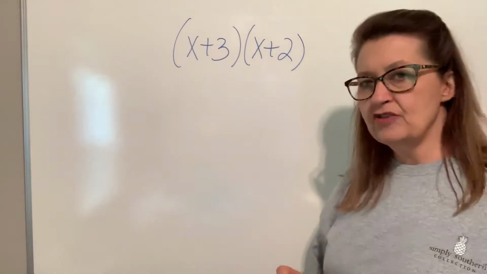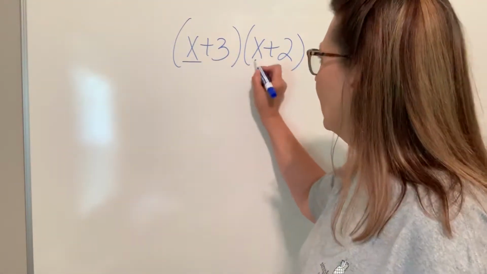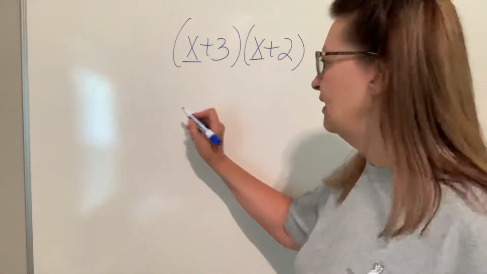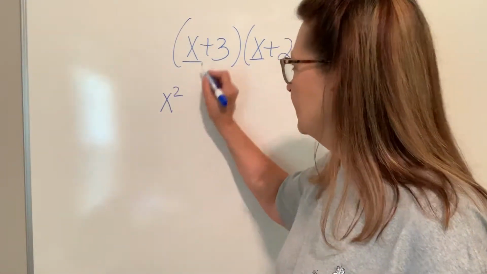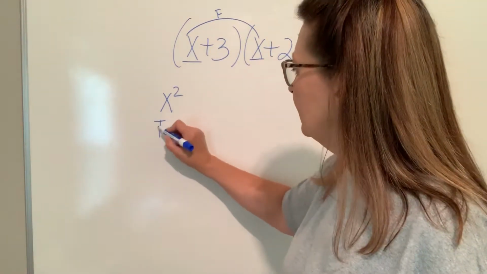First means the first number in each set of binomials. So I would want to multiply the x times the x. That's F. And you get x squared. This way, F up here, and F down there.